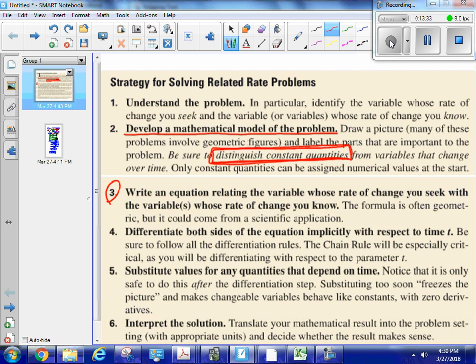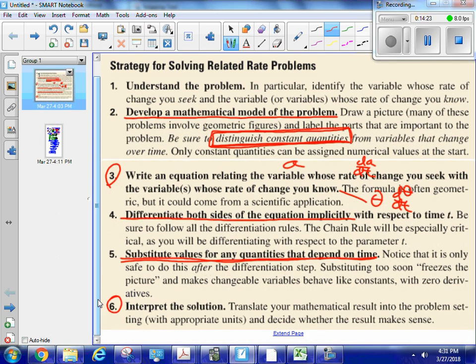Did I write an equation relating the variable whose rate of change I seek to the variable whose rate of change I knew? Yes. The rate of change I was seeking was dA/dt. So I wanted to relate the variable whose rate of change I seek, that was A, with the variable whose rate of change I knew, which was theta, because I knew d theta/dt. Once I had that formula, all I had to do was differentiate both sides of the equation with respect to time. Then, after the differentiation, I could substitute the values for the quantities that depended on time, and I could put in my constant values, and then I had my solution, which I interpreted with the appropriate units. So this is a nice format to use right here to work on these problems.